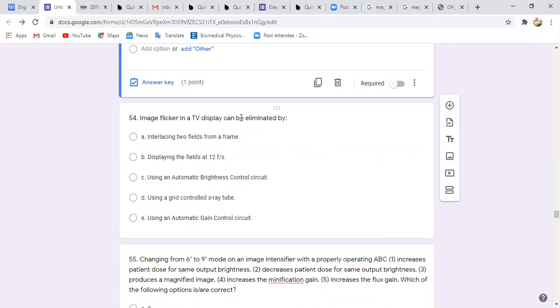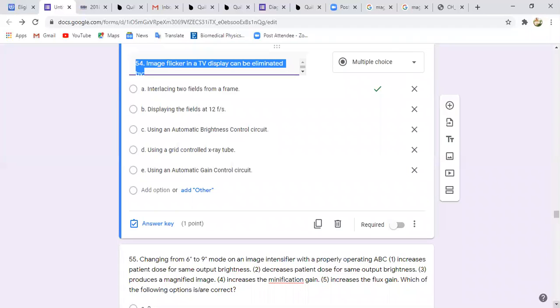So to eliminate that, the method that is used is interlacing two frames, I mean interlacing two pieces in a frame. At the end of the day, if you do the interlacing, it will just look as if one is looking at a continuous acquisition of image at a rate of 60 frames per second. So with that, the image flicker is eliminated by interlacing two frames. So we have that.